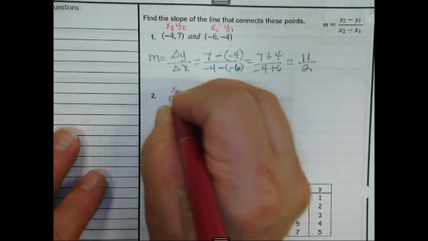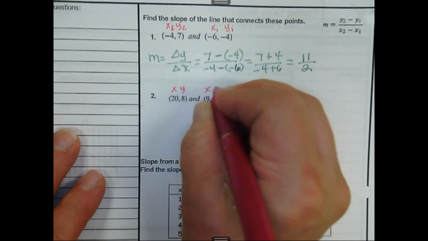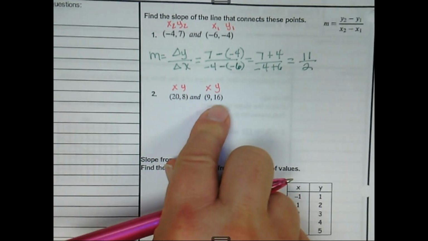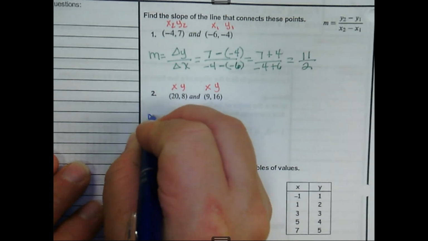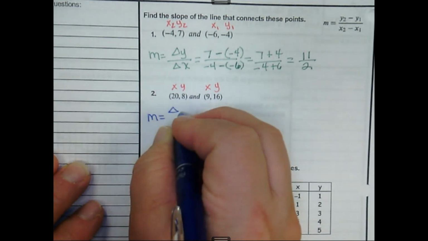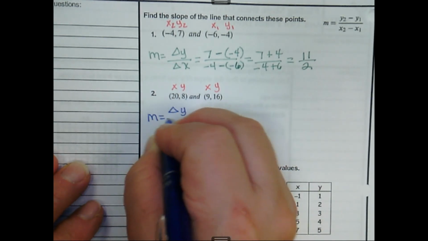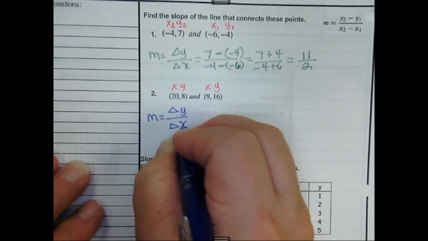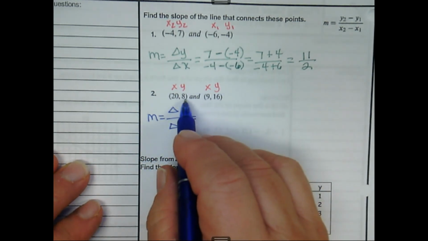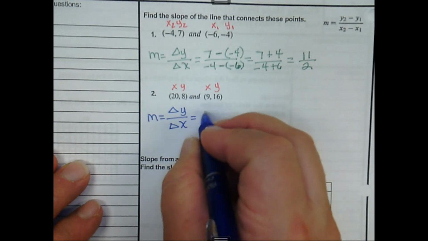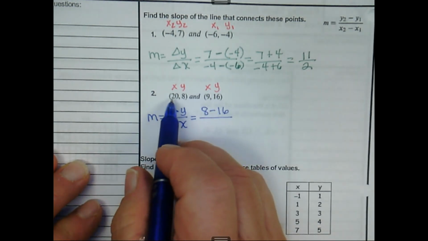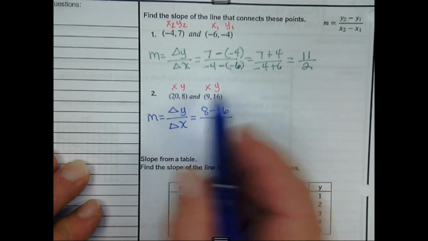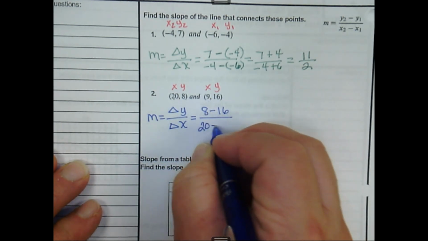Now, x, y, x, y. This time I'm not going to put the subscripts because I know I'm going from one point to the next. Slope is the change in y over the change in x. My y values are 8 and 16: 8 minus 16. My x values are 20 and 9: 20 minus 9.